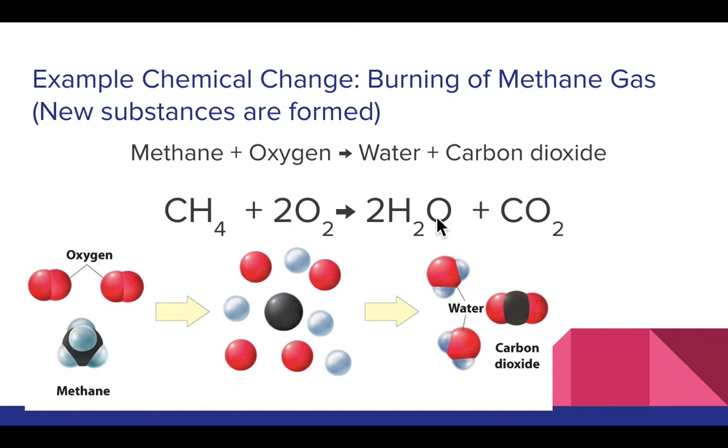H2O is the chemical formula for water. And again, this is a coefficient that tells you how many you have. And then this is CO2 for carbon dioxide. Now, these are symbolic ways of showing this chemical change. So methane has a carbon, which is the C, and 4 hydrogens. So you can see 4 white balls. Oxygen is O2, and you can see 2 red balls put together, and 2 of them. So here's an O2, and here's an O2, and we have 2 of them.